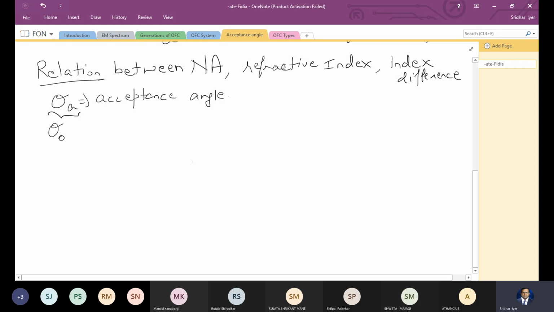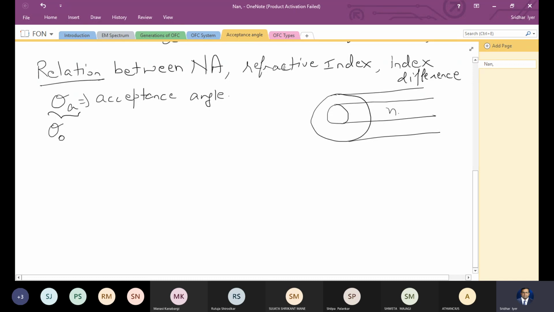You need to visualize this in the form of an optical fiber. So I will draw an optical fiber sideways. This is the core and this is the cladding. The core has a refractive index of n1, and the cladding has a refractive index n2, which is less than n1. You are going to be propagating light inside this core. That is how an optical fiber looks.